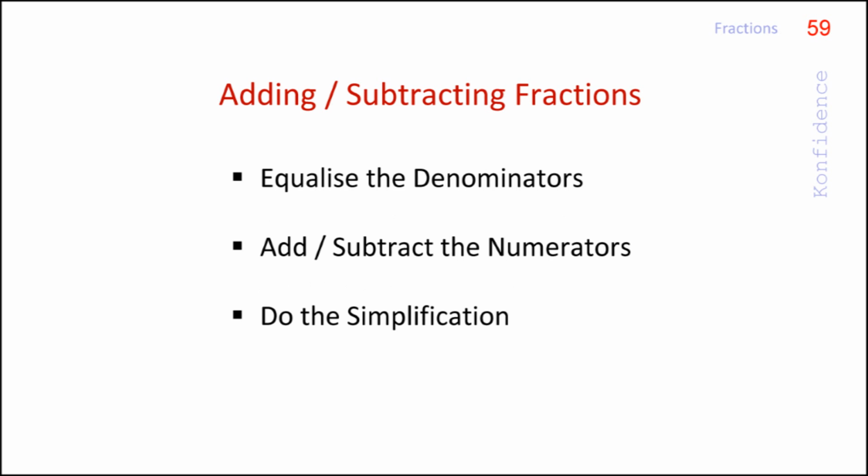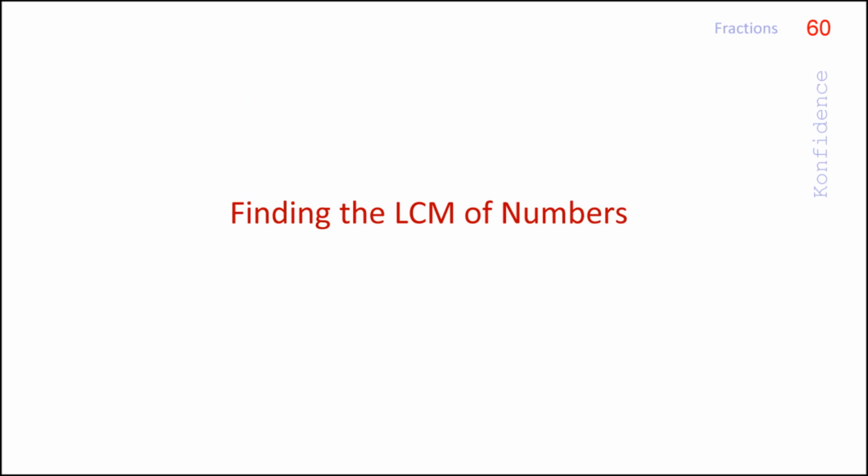And step 3. Simplification. When we add or subtract fractions that do not have the same denominator, in the first step we equalize the denominators. The lowest number to which we can equalize the denominators will be the LCM, or the least common multiple of the denominators. Let us see how to find the LCM of two or more numbers.